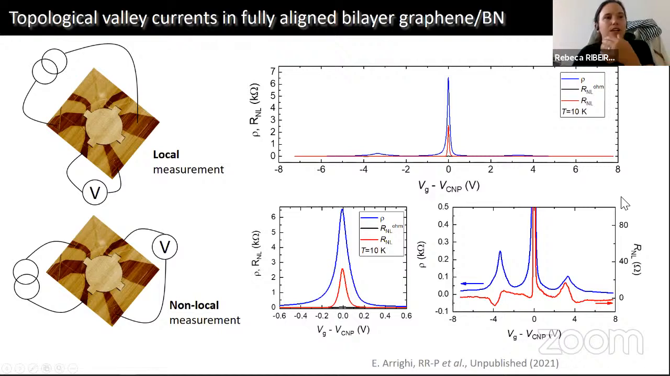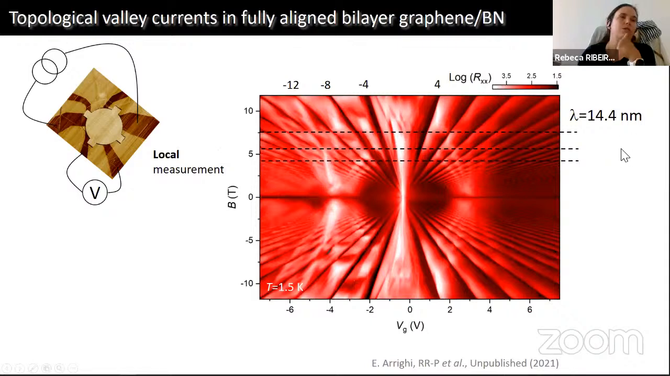We start wondering, maybe we are not in full alignment, maybe we have a mix of angles. Maybe we are just miscalculating our angle. So we performed some magnetotransport measurements to extract a very accurate value of lambda, the Moiré wavelength, which is for us 14.4 nanometers, which means that we are at 0 degrees, at the highest alignment possible.